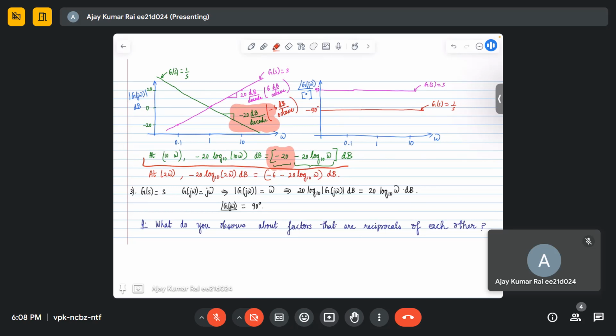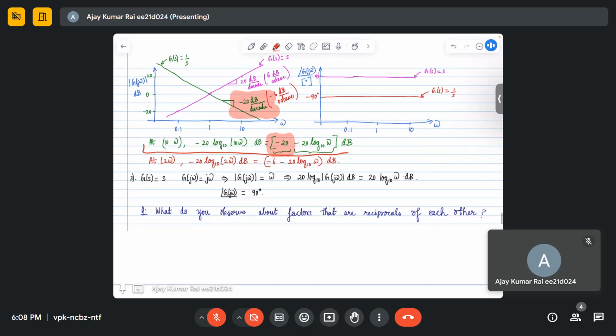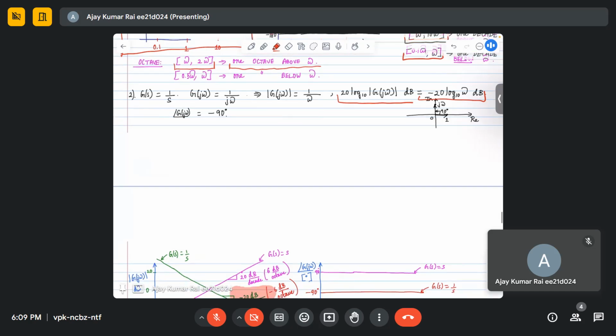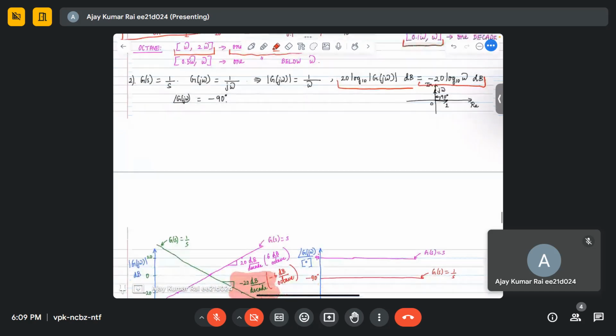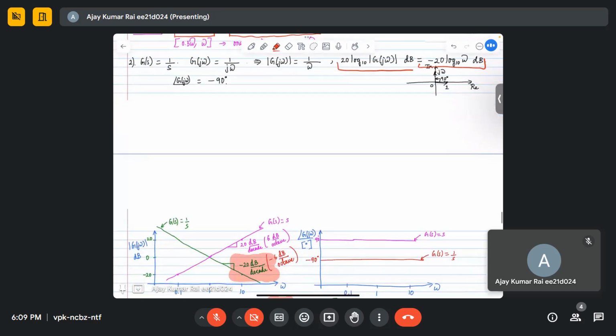Similarly, you can find it in octave also. In an octave, just take the frequency at 2 omega, and you will see minus 6. So that's why we call it minus 6 dB per octave. And it is very easy to find the angle. This is minus tan inverse omega.